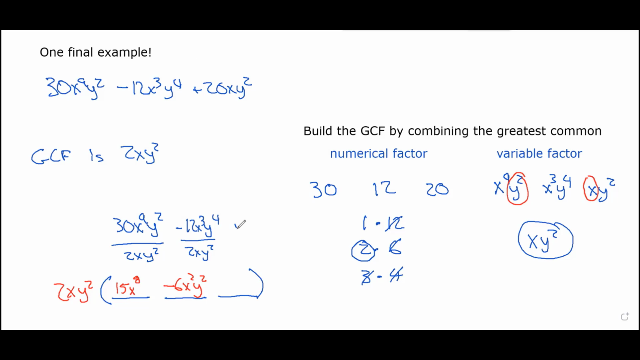And finally, the third term, 20xy squared, divided by our GCF 2xy squared. Well, positive 20 divided by 2 is positive 10. X divided by x cancels completely, and y squared divided by y squared also cancels completely. Therefore, our final factored form is 2xy squared times the quantity 15x to the 8th minus 6x squared y squared plus 10.